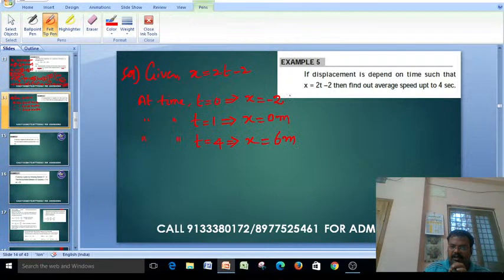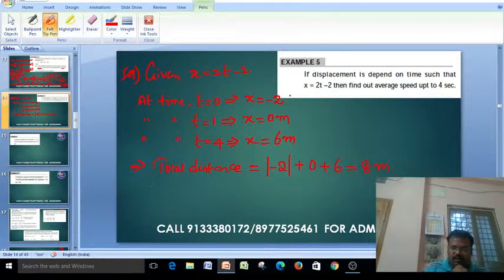And all the values, let us try to add. You will get the total distance. So total distance is equal to modulus of minus 2, because here it is negative. Let us try to take a mod. You will get the positive plus 6 meter. So you will get 6 plus 2, you will get 8 meter here.